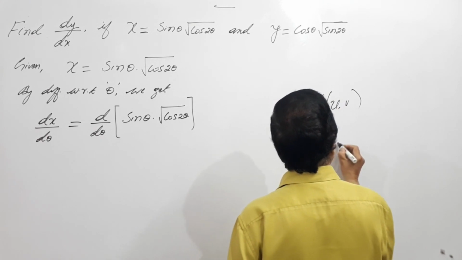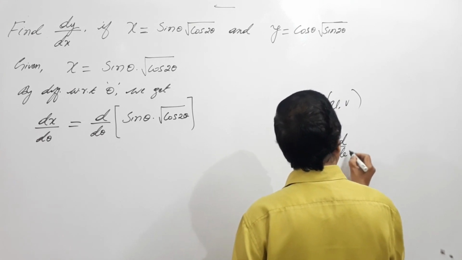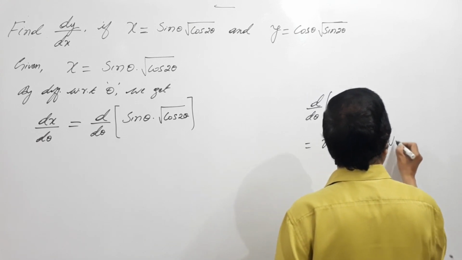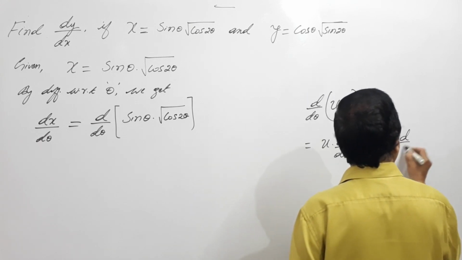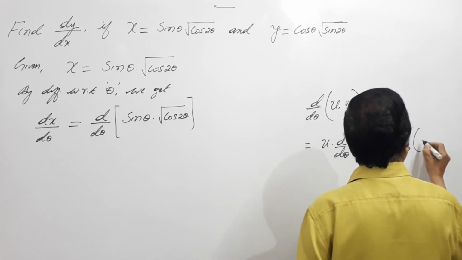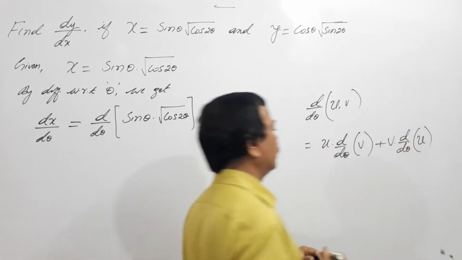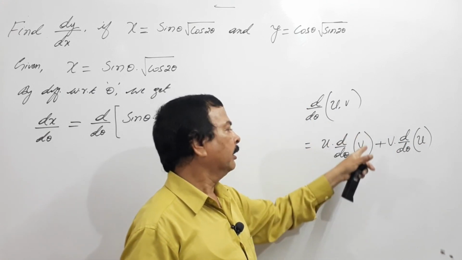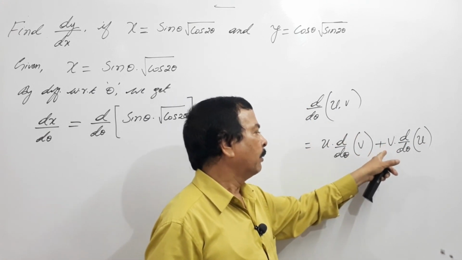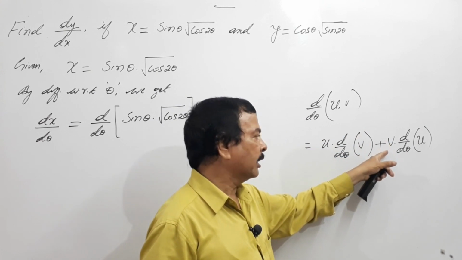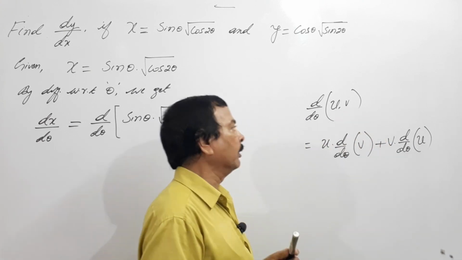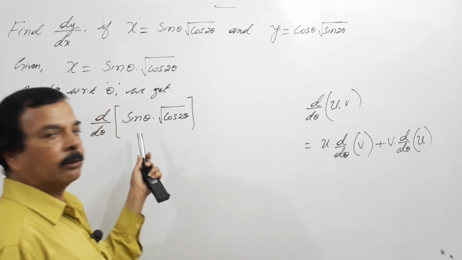First keep u as it is, d by d theta of v, plus keep v as it is, d by d theta of u. So we keep the first function constant and differentiate the other function, plus keep the second function as constant and differentiate the first function. This is the product rule. So we will use this concept to solve this problem.